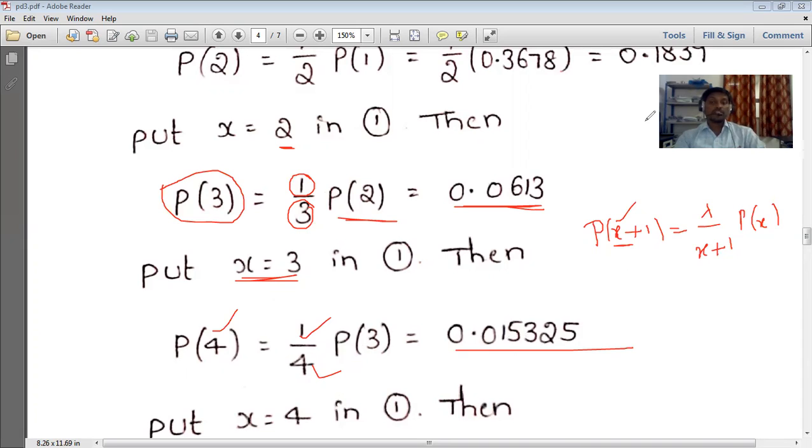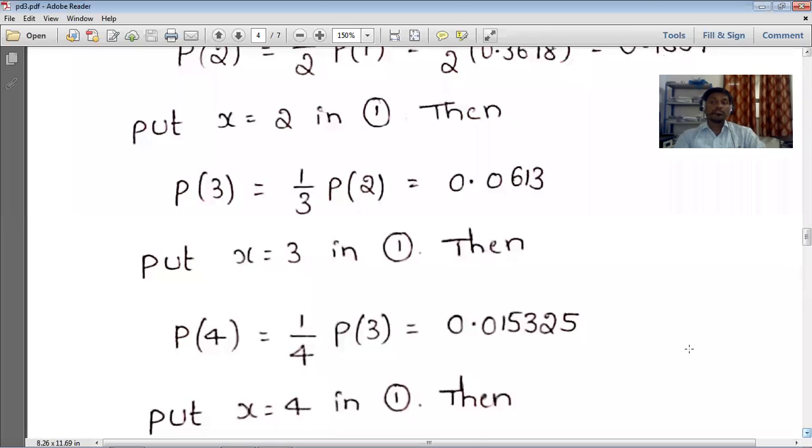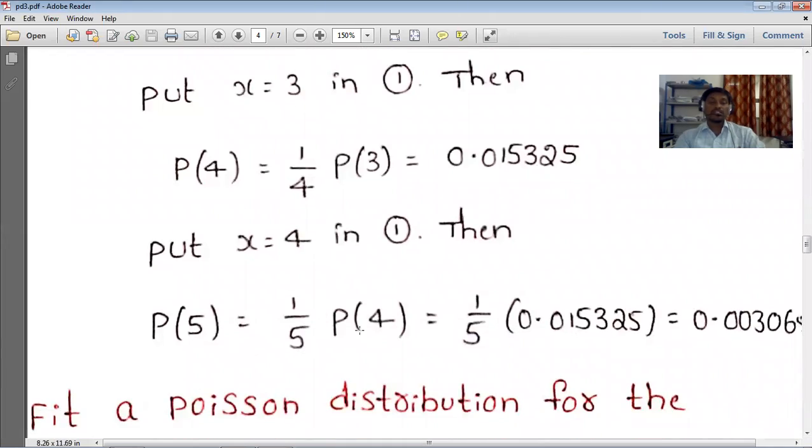Next, put x is equal to 4. What will we get? p of 5, since 4 plus 1 is nothing but 5. So p of 5 is equal to lambda, which is 1, by 4 plus 1 which is 5, into p of 4. So this is equal to 1 by 5 into p of 4, which is 0.015325, and then we'll get the value. They asked up to x is equal to 5, so p of 5 is 1 by 5 into p of 4.